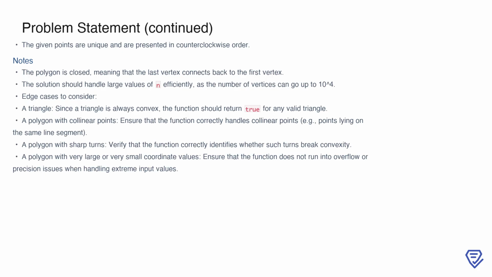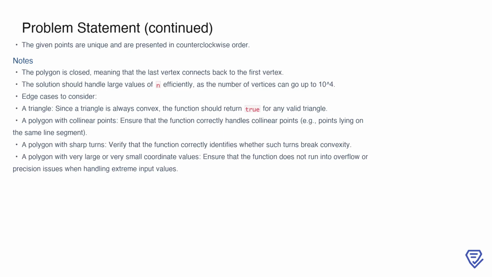There are a few additional points to keep in mind. The input guarantees that the given points are unique, and they are always presented in counterclockwise order. The polygon is closed, meaning the last vertex connects back to the first. Since the number of vertices can go up to 10,000, the solution must be efficient and handle large inputs gracefully.